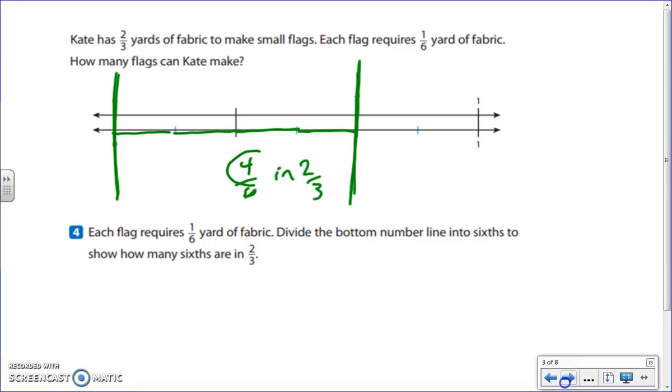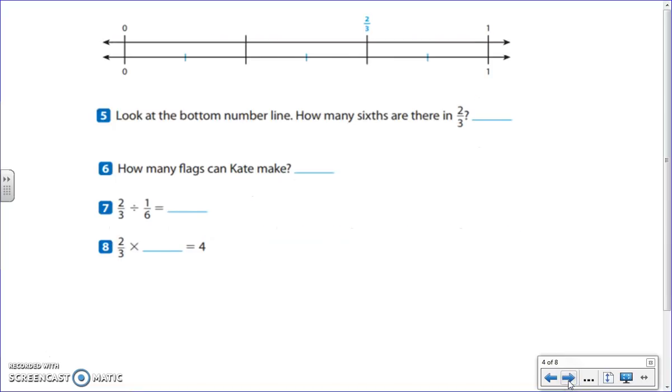So if I know that there are 4 one-sixth pieces in 2/3, that leads me to my next answer. That means there are 4 one-sixth pieces in 2/3, and there are 4 mini flags that she can make.